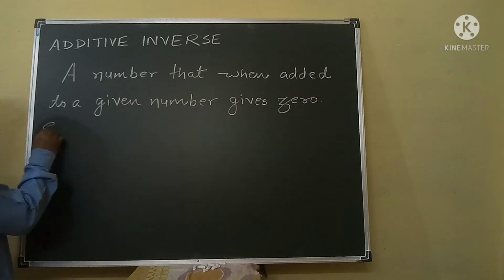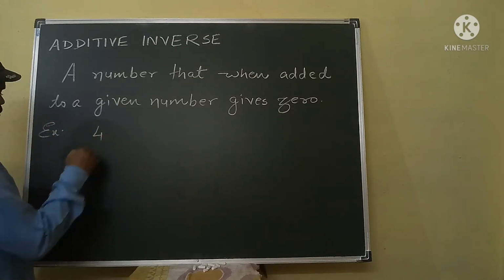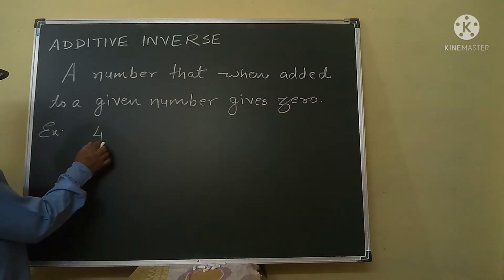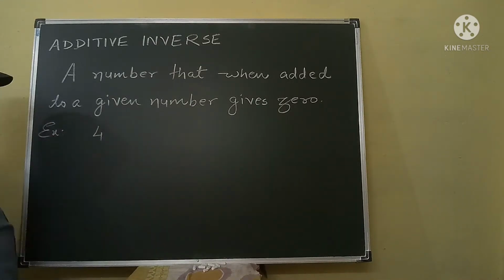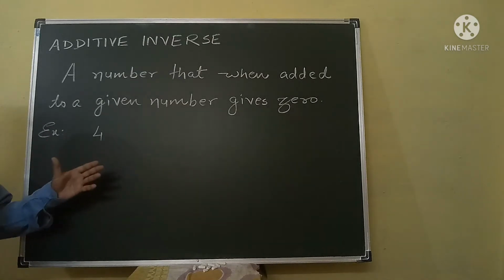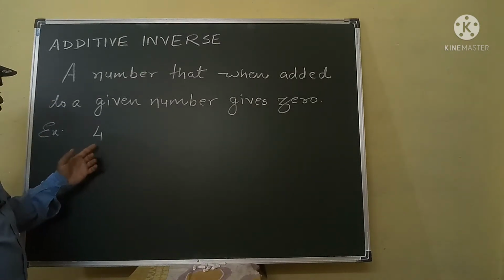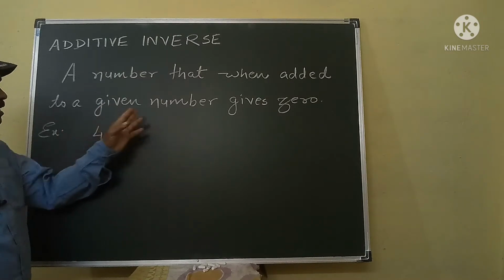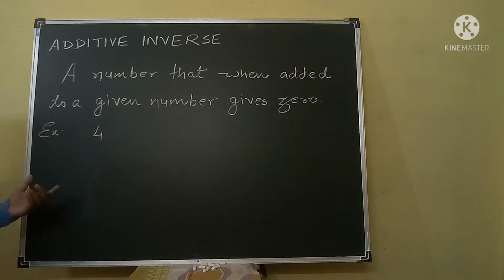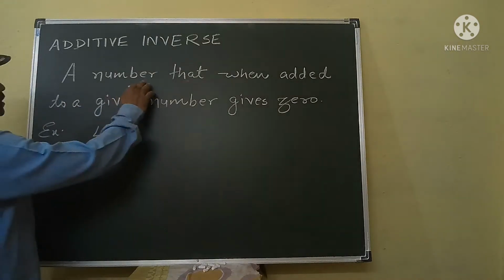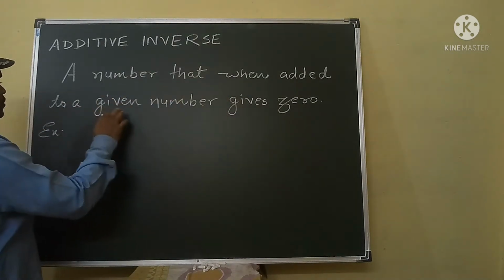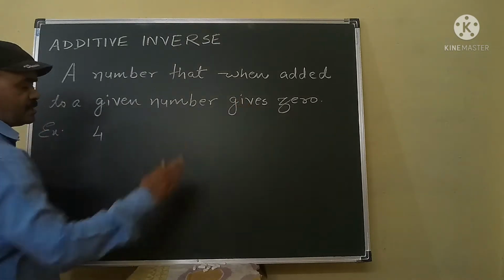For example, suppose this is 4, and 4 is a positive integer. I have one question. Which number will you add to 4 to get 0? According to the definition, additive inverse is a number that when added to a given number gives 0.